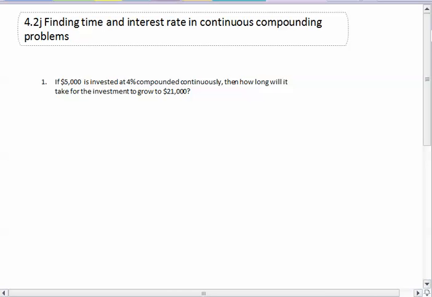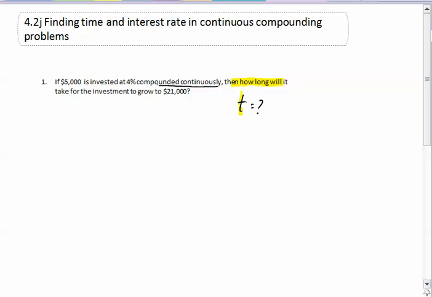If $5,000 is invested at 4% compounded continuously, then how long will it take for the investment to grow to $21,000? Because it's asking how long will it take, we know that the t is unknown. The time is unknown. That means we're going to have a variable in the exponent position. We're also going to notice that it says compounded continuously, which means we're going to have this formula: amount is equal to principal times e to the rt power.